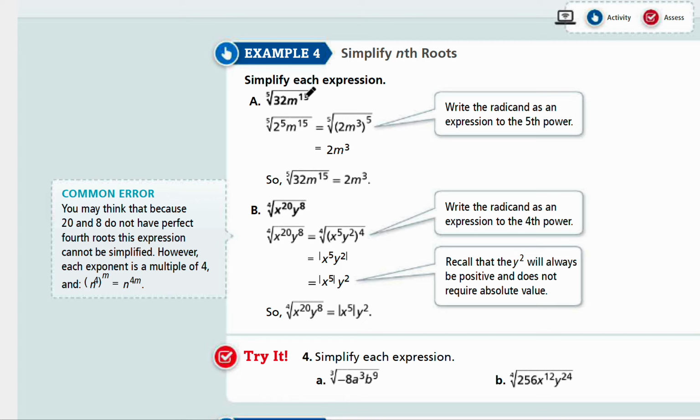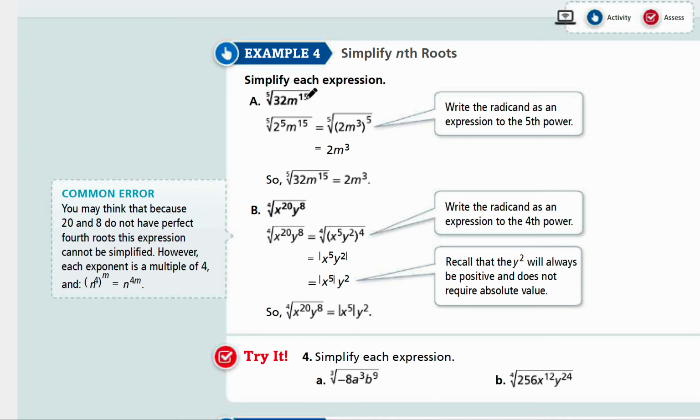Remember, this power 15 is only on the variable m, and don't just assume this is also including 32, because there is no parentheses. If there were parentheses, like parentheses 32 parentheses close and then 15, then you would have to put a power of 15 on 32, but that's not the case.